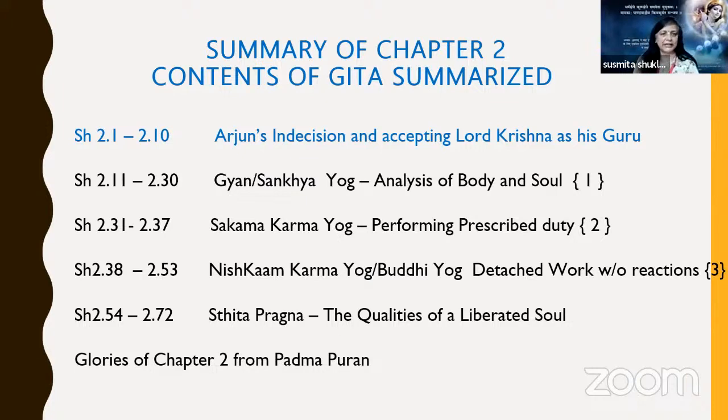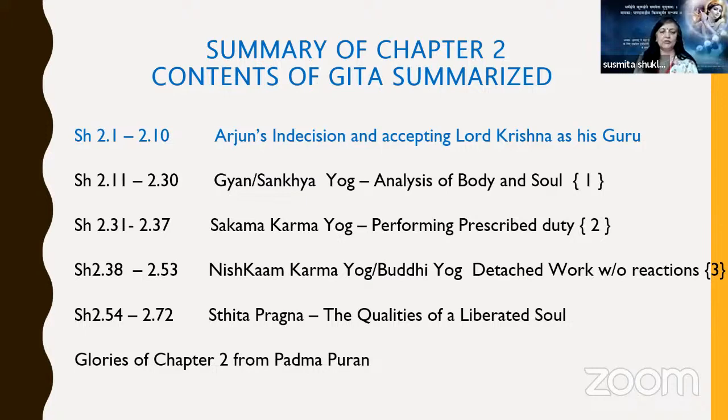From 11 to 30, it is Sankhya Yoga or Gyan Yoga, and Krishna will start talking about the analysis of body and soul. That is the answer to the first dilemma he was in. Then from 31 to 37, it talks about Sakam Karma Yoga, that is performing prescribed duty, and that is the answer to the second dilemma he was facing.